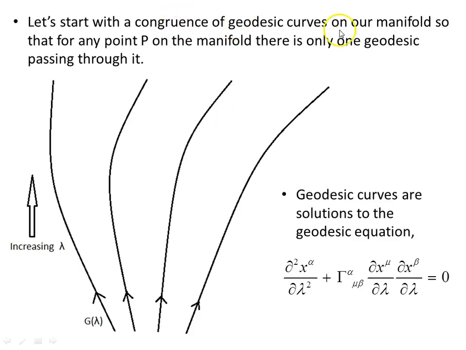Right, so let's start with a congruence of geodesic curves on our manifold, and by congruence we mean that for any point P on the manifold there is only one geodesic passing through it. So the entire manifold is covered by these geodesics, but at any point on that manifold there is only one geodesic passing through it. Geodesic curves are solutions to the geodesic equation, which we have here, and we'll label them capital G and parameterize them in terms of the parameter lambda. The direction of increasing lambda is this way for this video.